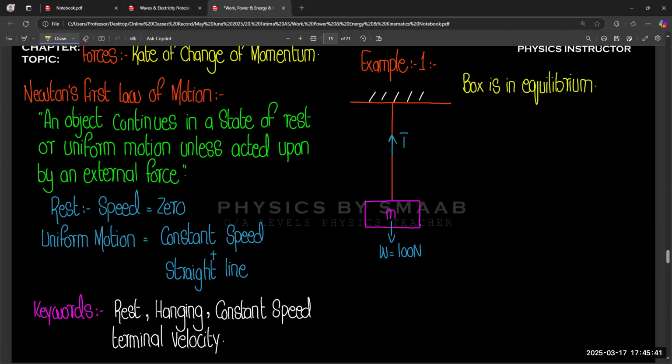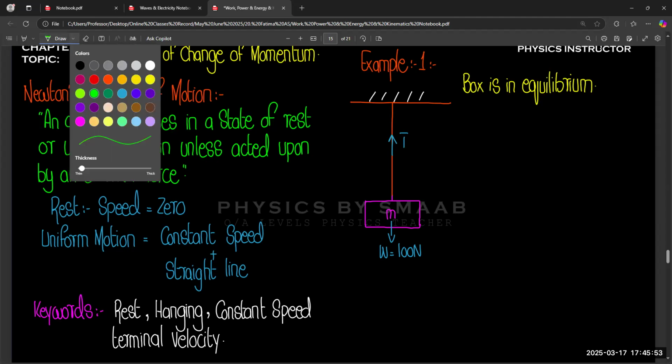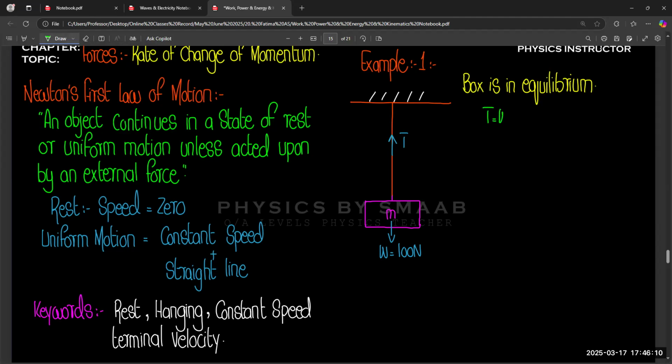Box is in equilibrium. So equilibrium means body is not moving anywhere, body is not rotating anywhere, it is in equilibrium state. And the value of the tension is equal to the value of the weight because it is hanging. And just like we discussed in Newton's first law, when we use the word rest, hanging, constant speed, it means body remains in its own state until any external force acts on the body. So tension is equal to the weight, equal to the 100 Newton, right?